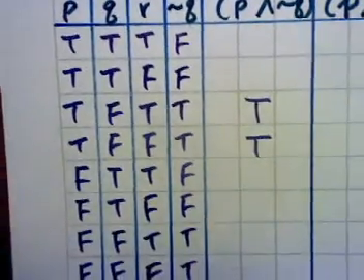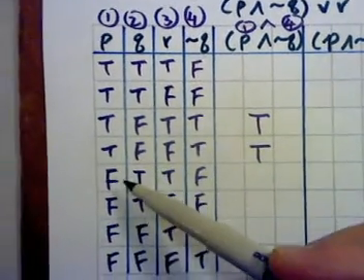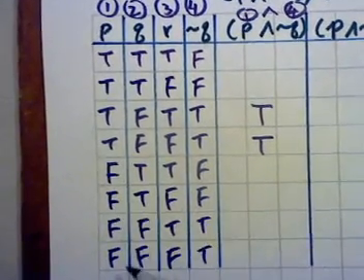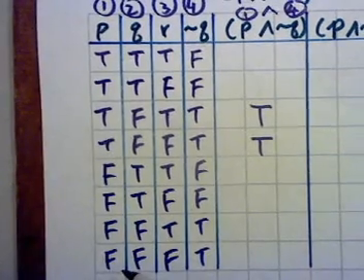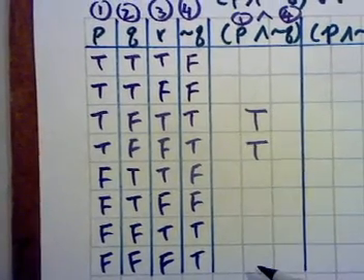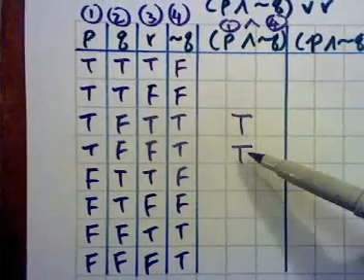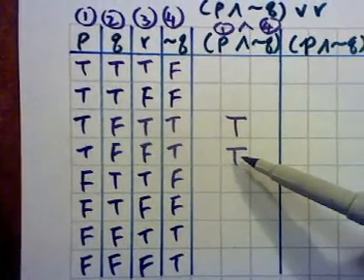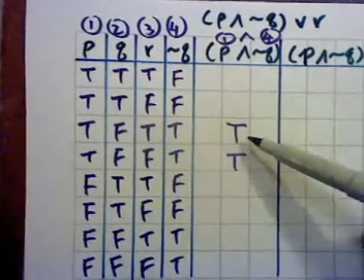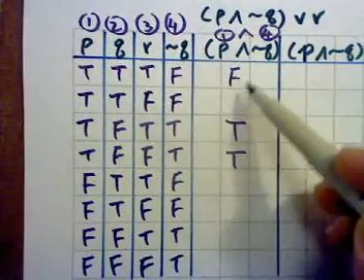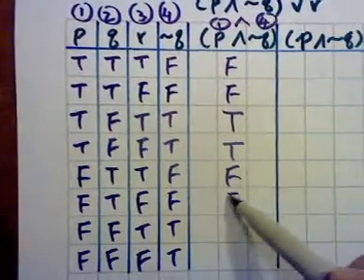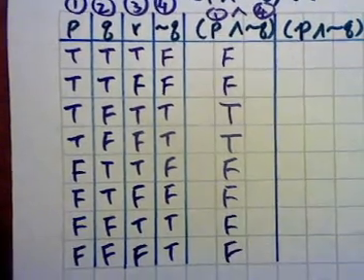If you look carefully under column 1, the remaining 4 cases start with F, which means it's going to be automatically F, so I don't really need to look any further. These 2 are the only ones that give me T for this column, and the rest are all going to be F's.